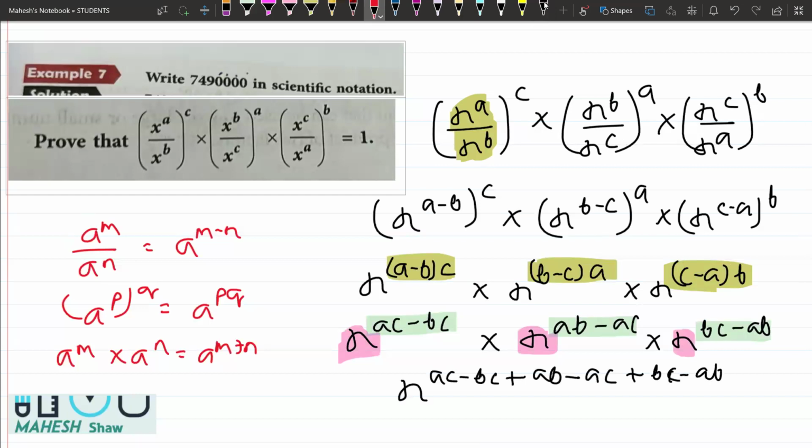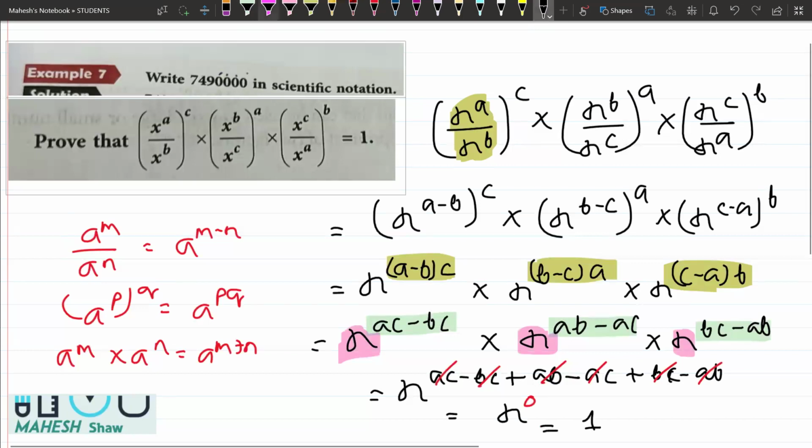Now check here. You see that ac positive, minus ac cancelled, minus bc plus bc get cancelled, and ab minus ab cancelled. So in turn, what do we get? So you can see that this is equal to x raised to the power 0. And what do we know? That any number raised to the power 0 is 1. So the final answer in that case is 1. And this is what we need to prove in the RHS. So we got this RHS as 1. So we can write this is equal to RHS.